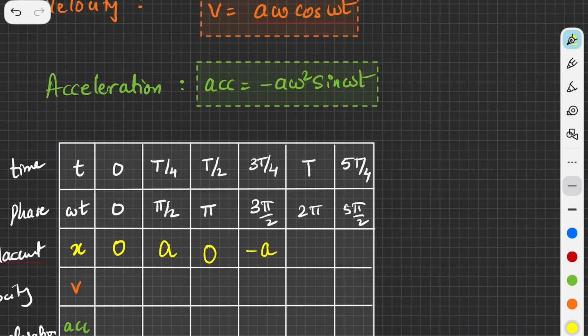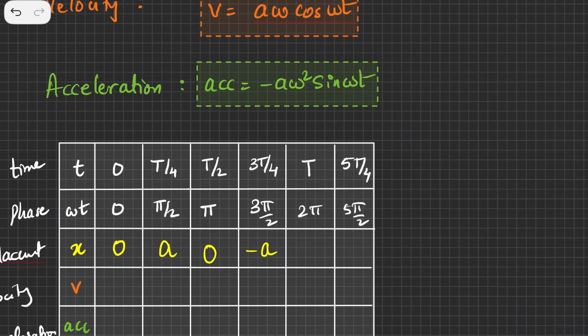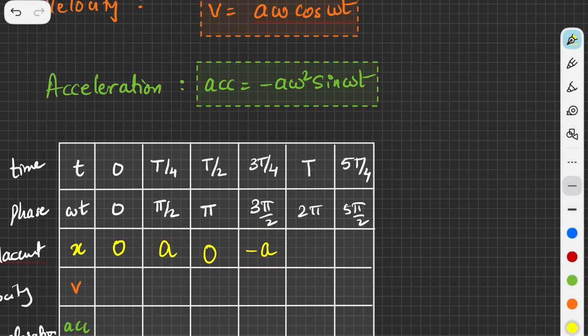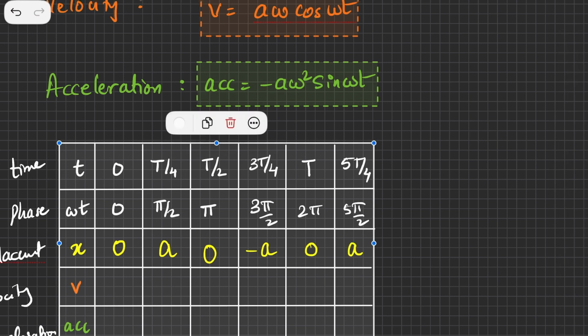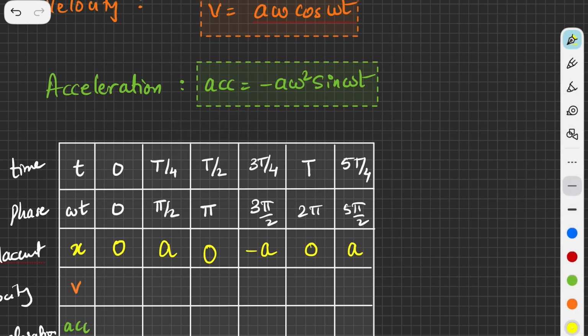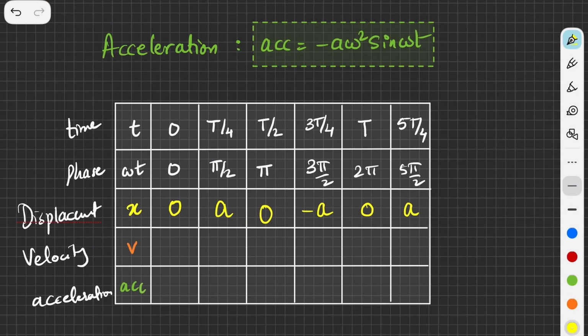Now you can bring up the logic: 0, a, 0, minus a. If you see this 0, a, 0, minus a, now the next value has to go to 0. So my equation will turn out to be 0, and then it will come as a, because if you see there is a plus, then 0, then a minus, then a 0. So this is the way we filled up the displacement column.